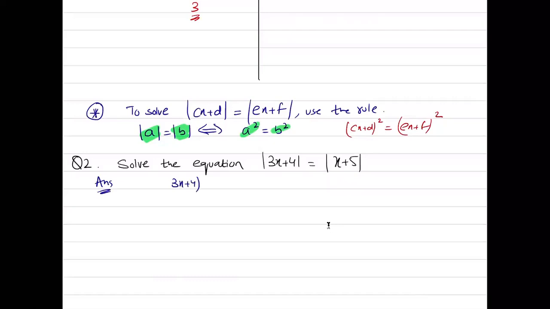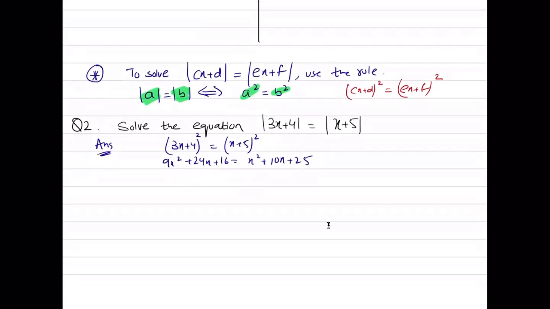Okay. So 3x plus 4 squared equals x plus 5, the whole thing squared. Now this may result in an unwanted answer, but we are going to check the answers always. So if you solve this, how do you expand 3x plus 4, the whole thing squared? 9x squared plus 24x plus 16, I think. Yes, 9x squared plus 24x plus 16 equals x squared plus 10x plus 25.